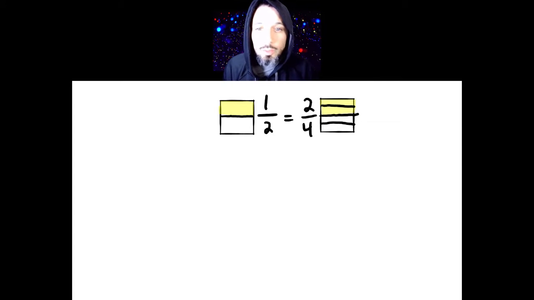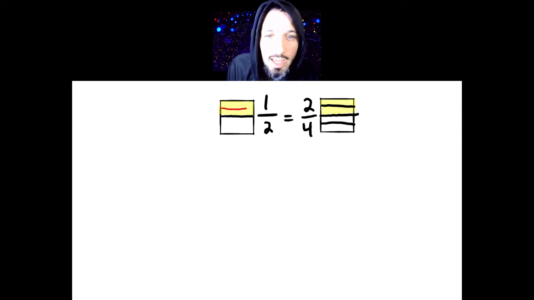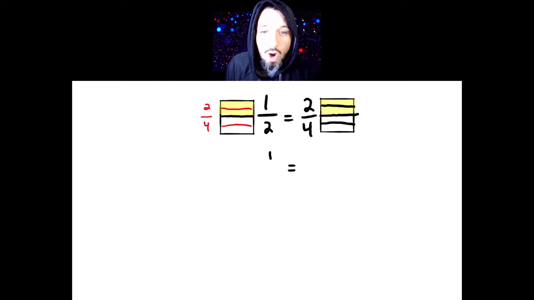Now, if I wanted to make the 1/2 look similar to the 2/4, I would do the same thing I did in the other one. I would just basically cut it in half one more time. And you can see that I actually have 2 out of 4 parts shaded now. And without a picture, all I really did was this.